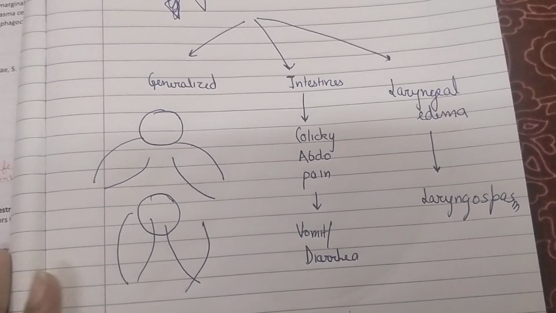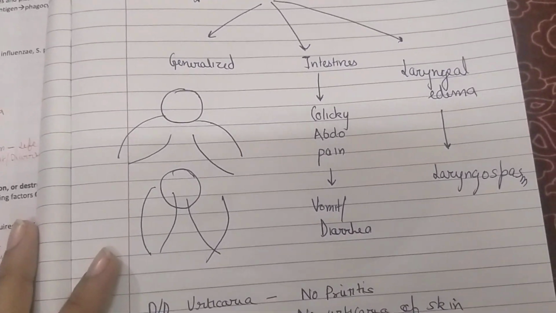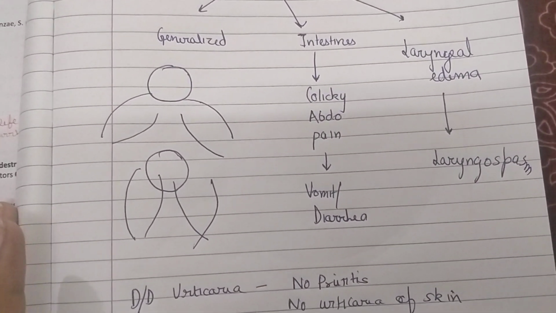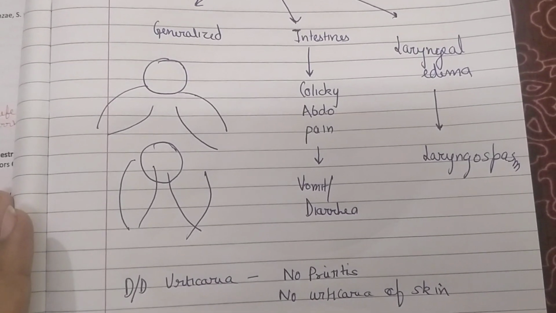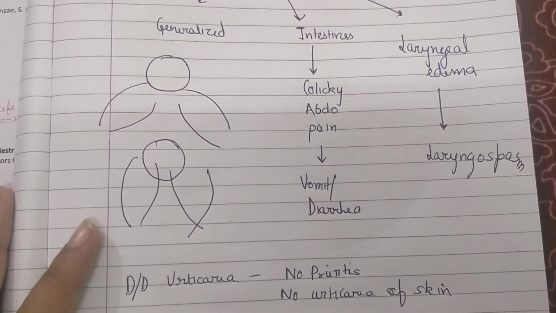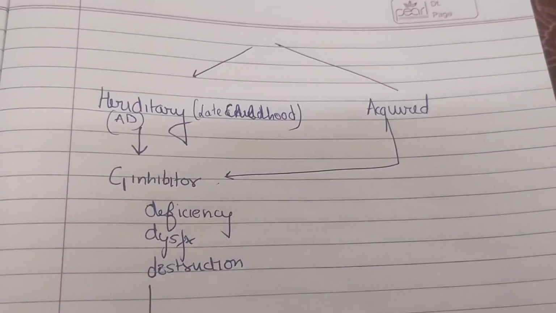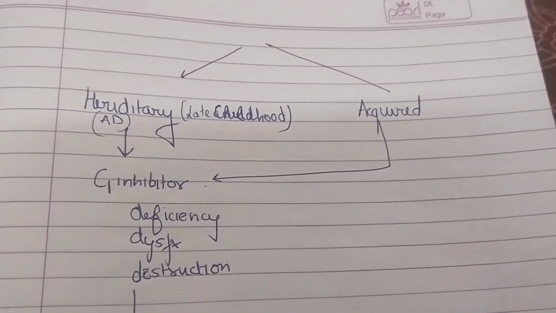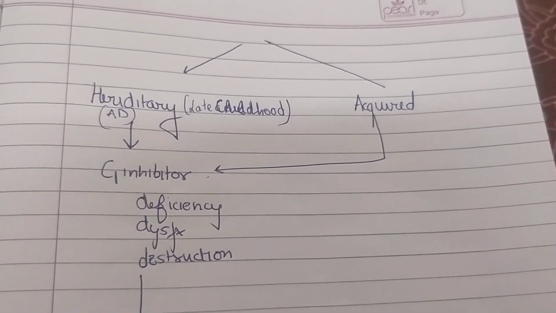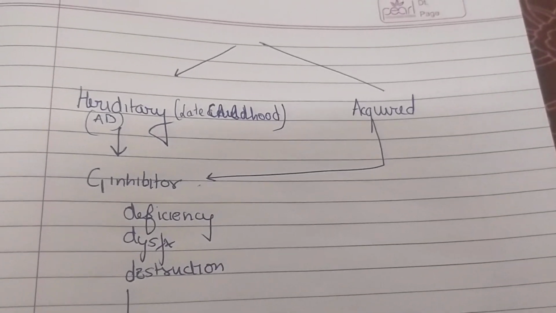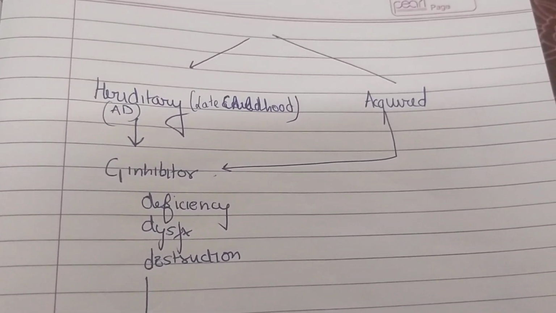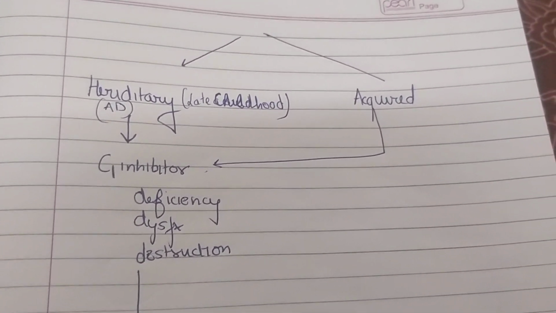patient. We have to always differentiate angioedema from urticaria, because in angioedema there is no external sign of urticaria, and also there is no pruritus of the skin. Angioedema is of two types: hereditary angioedema or acquired angioedema. Hereditary is an autosomal dominant form and presents usually in late childhood.